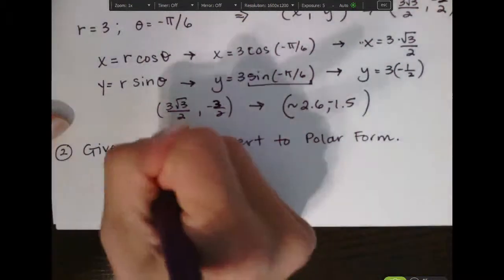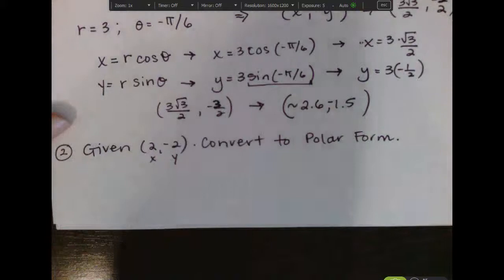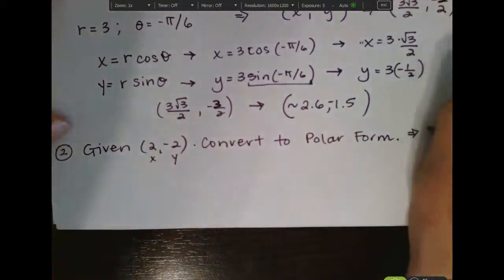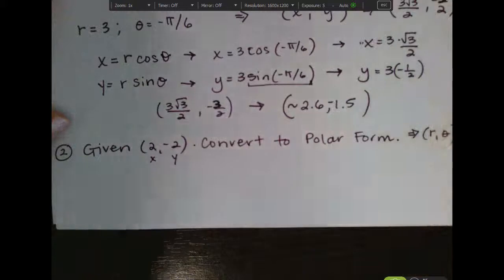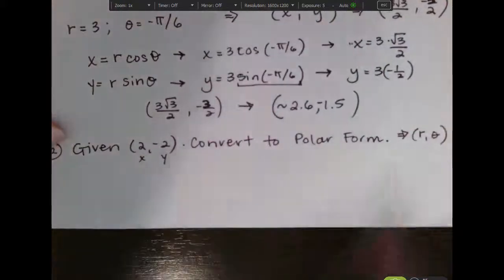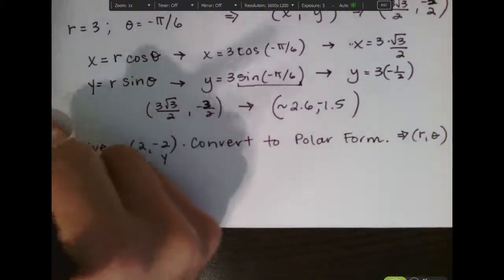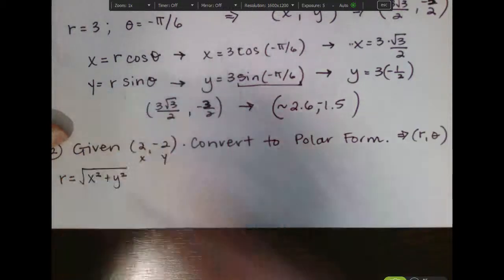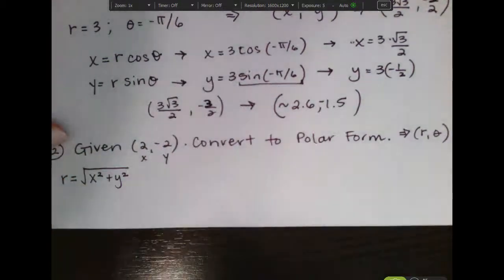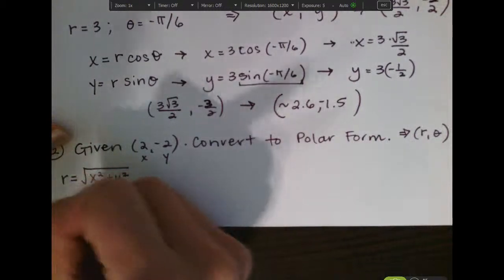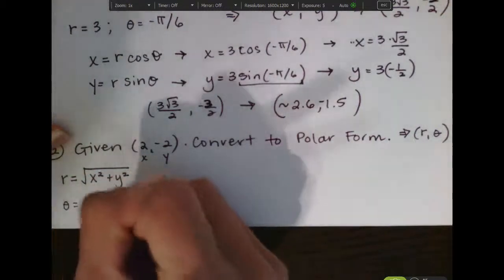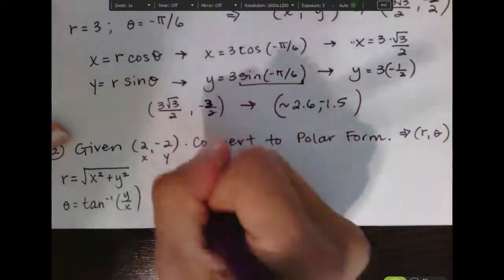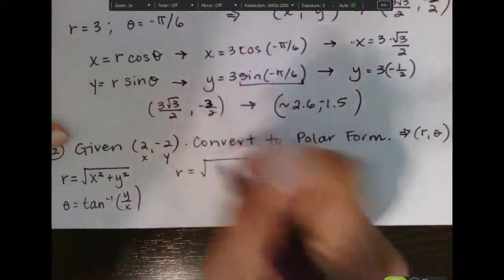So in this example, the values that I'm given are x and y, and what I want to obtain in the end are r and theta. So what does r equal in terms of x and y? R equals the square root of x squared plus y squared. And what does theta equal in terms of x and y? Well, theta equals the inverse tangent of y over x.